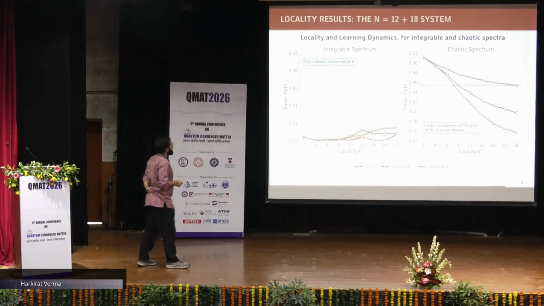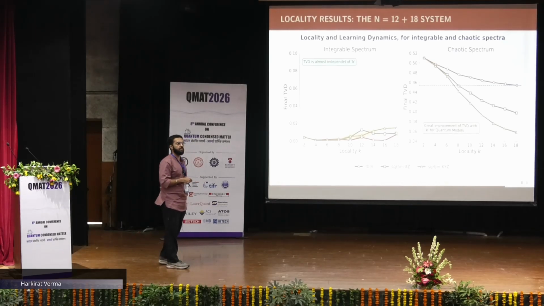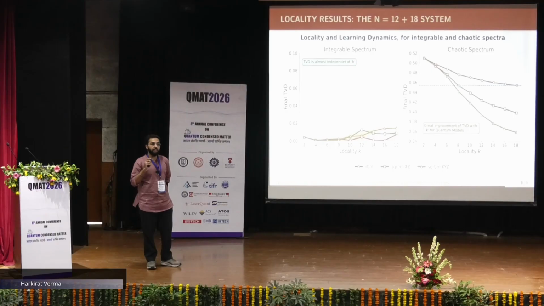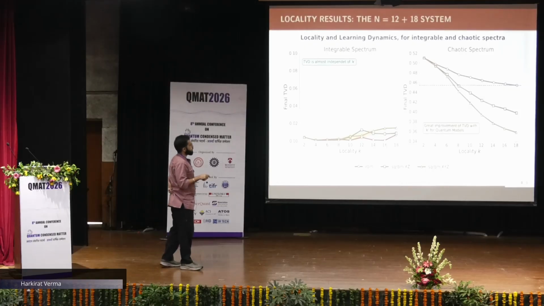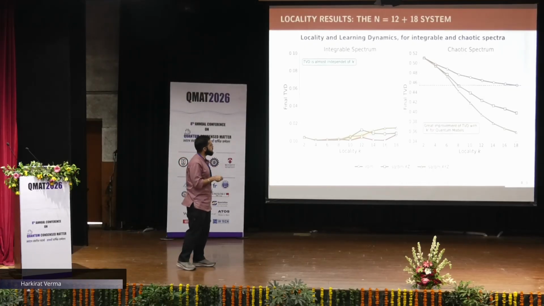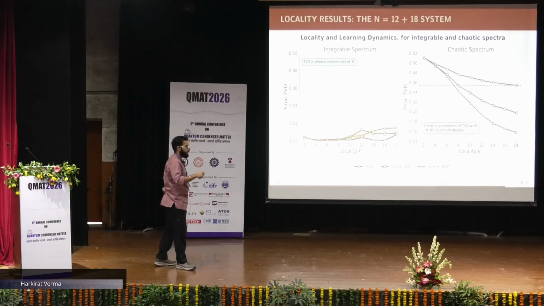What we now see is that for the integrable part, the locality does not affect your final answer at all. That is to say, a very local quantum system can still learn a, quote unquote, easy system. But as you go to chaotic or hard to learn systems, the locality decreases your final distance from the actual answer. The TVD is the distance from the actual answer.